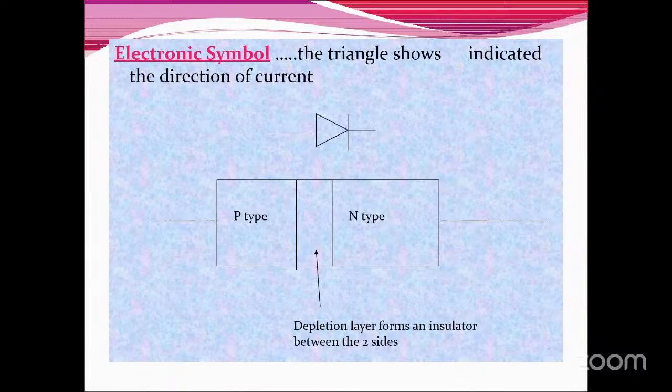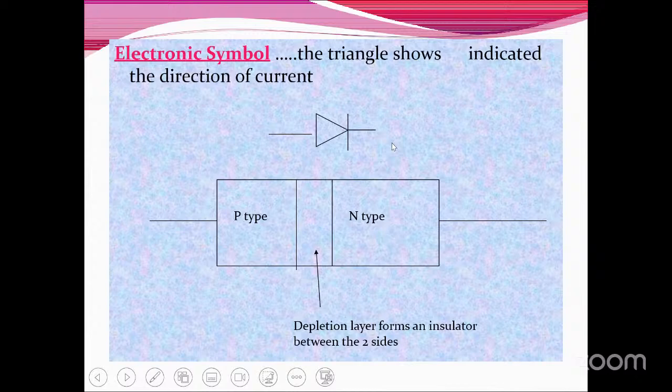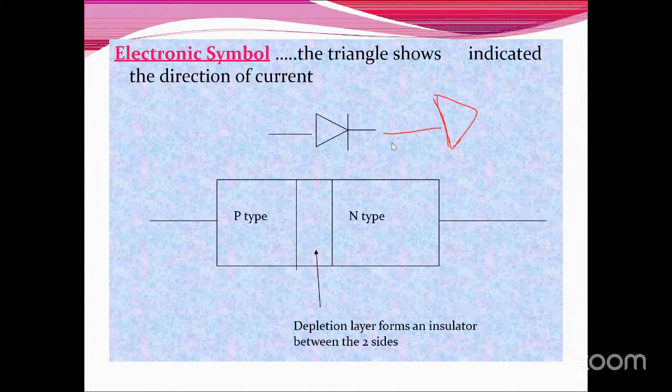So what is the electronic symbol? There is a triangular shape. The left one is the P type and the right one is the N type. Here I will show you. So this is the P type, the symbolic representation. This is the N type. Is it clear? So whenever you join a P type and N type, this is the junction diode. Okay.